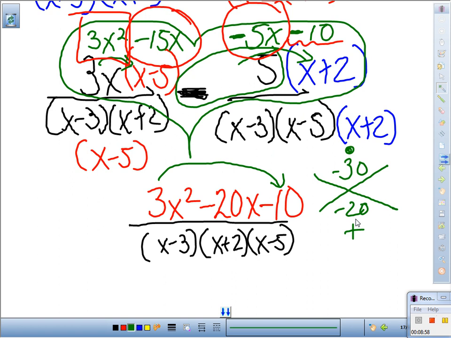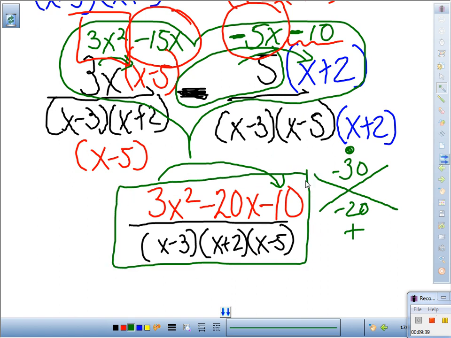Let's see. Caleb, are there any pairs of factors of negative 30 that add up to negative 20? No. So if there isn't, guess what? We are done.